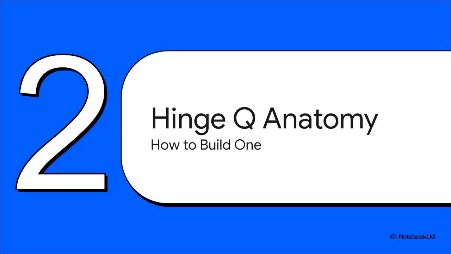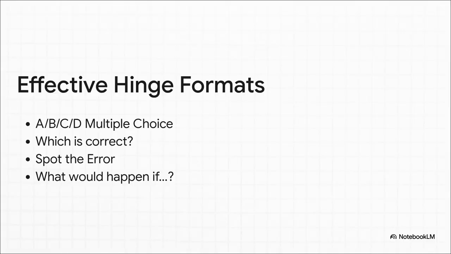Okay, so that's the what. But what about the how? How do we actually build one of these things? Let's take a look at the anatomy of a really great Hinge question. The great news is they're super flexible. You can use a classic multiple choice format, which works great, or you could have students compare two different statements and decide which one is right. You could even ask them to spot a deliberate error you've put in a sentence or a math problem, or maybe pose a hypothetical what-if question. The format can be adapted for pretty much any subject you can think of.